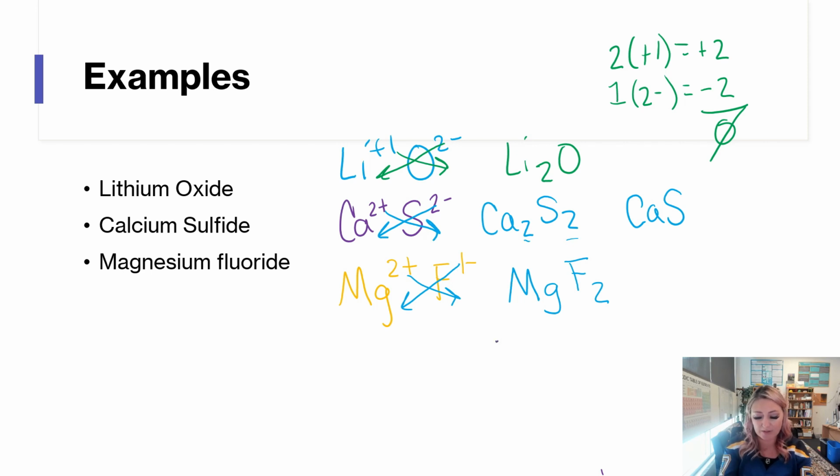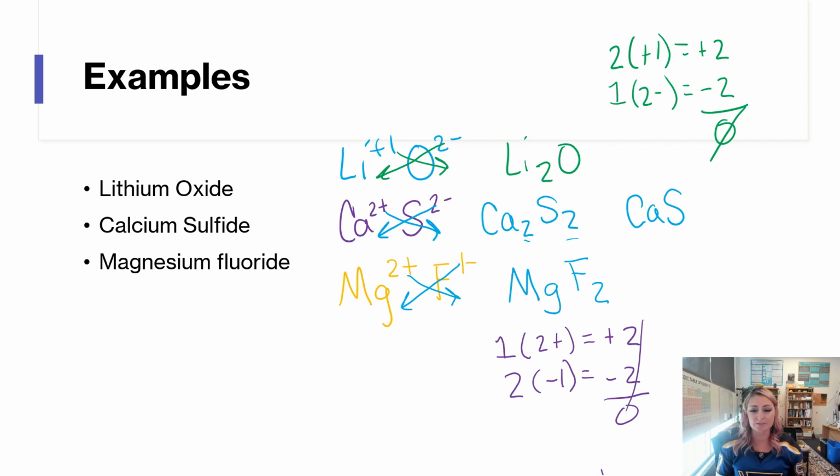One thing I didn't do on the last one, but we'll just do it here, is I did not double check my charges. So I have 1 magnesium with a 2+ charge, so 1 times +2 is +2. I have 2 fluorines with a -1 charge. 2 times -1 is -2. That cancels out. Perfect. I know I've done this right.